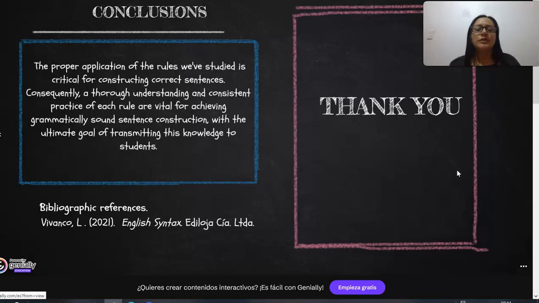Conclusions. All of these rules are very important to make sentences grammatically correct, so we must use them and practice them to have good writing.